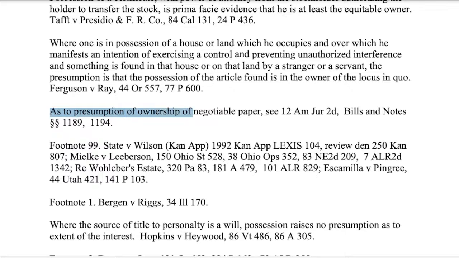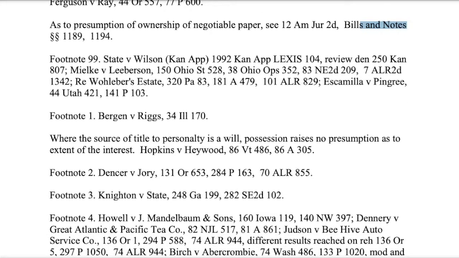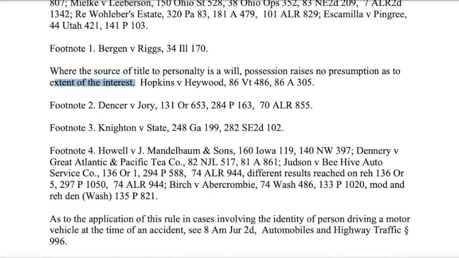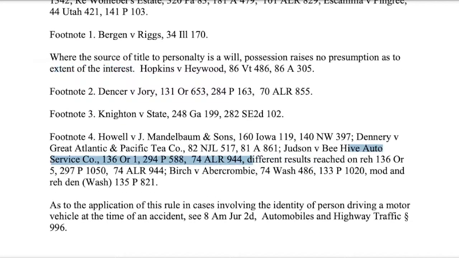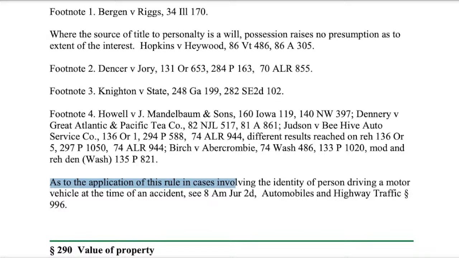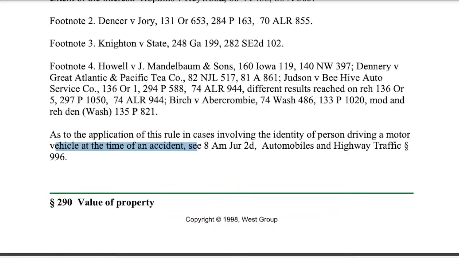As to presumption of ownership of negotiable paper, bills and notes. Wow, this might be an interesting read too. Where the source of title to personalty is a will, possession raises no presumption as to the extent of the interest. Different results. Okay, as to the application of this rule in cases, the identity of a person driving a motor vehicle at the time of an accident. Well, I'll be in a different AmJur.